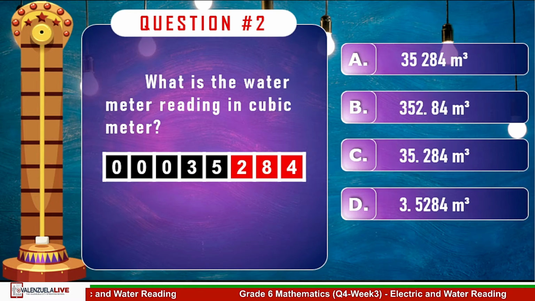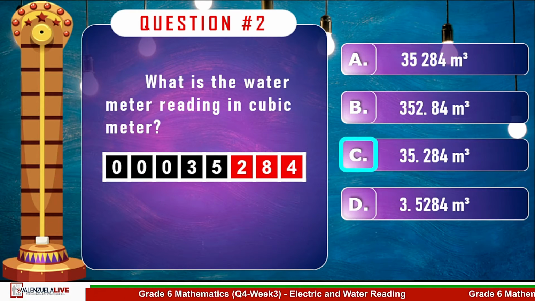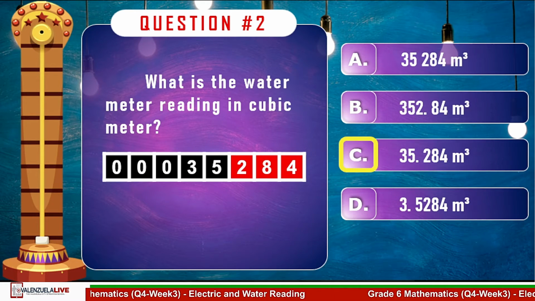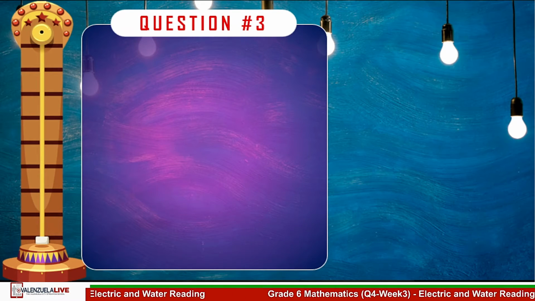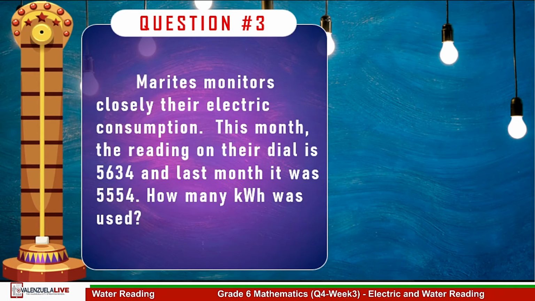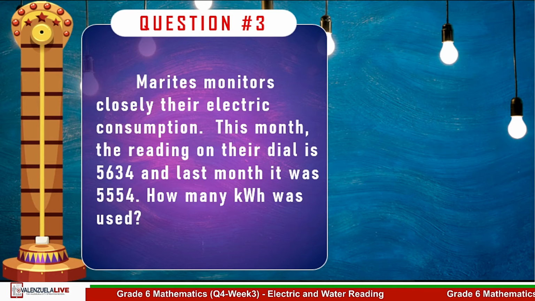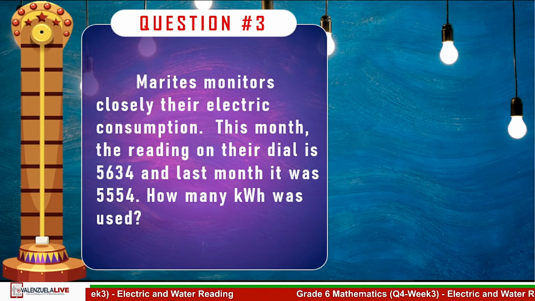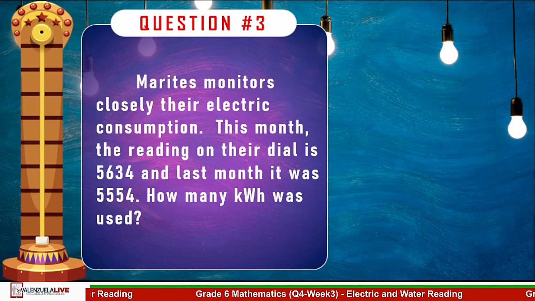Okay, time's up. If your answer is letter C, or 35 and 284 cubic meters, you got the correct answer. Next question. For number 3, Marites monitors closely their electric consumption. This month, the reading on their dial is 5634. And last month, it was 5554. How many kilowatt hours was used?